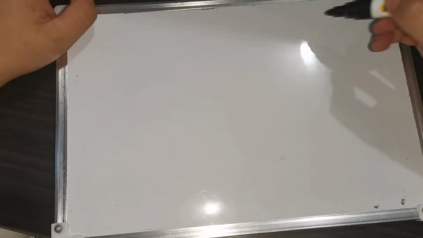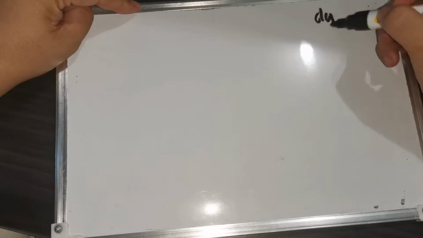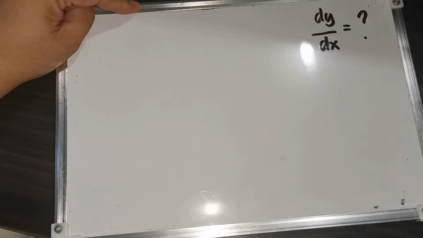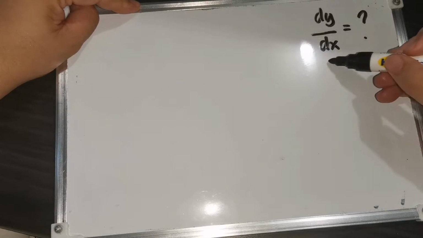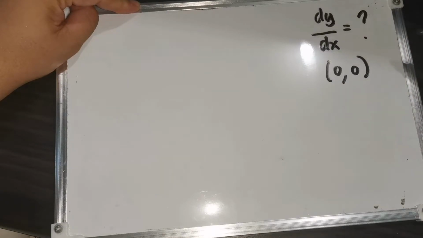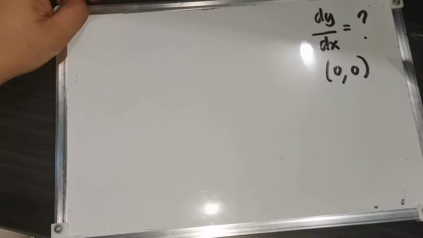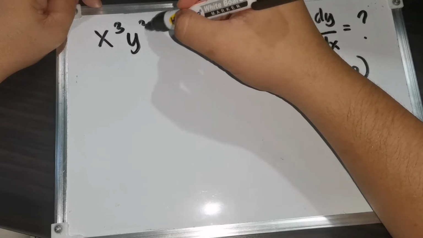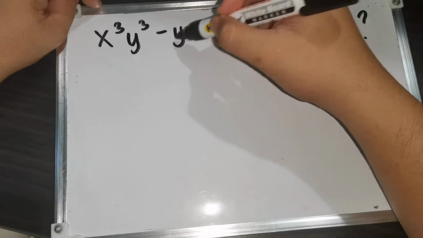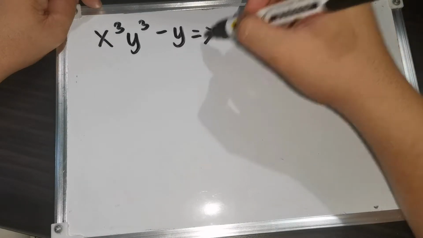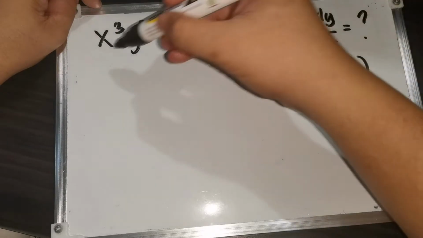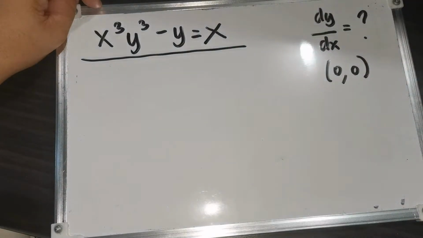In this problem, we're asked to find the value of dy over dx by implicit differentiation. There is a given point, which is (0, 0), and there is a given cubic equation. So let's copy the given cubic equation. That will be x cubed y cubed minus y is equal to x. First thing to do is to find the derivative of this given equation.